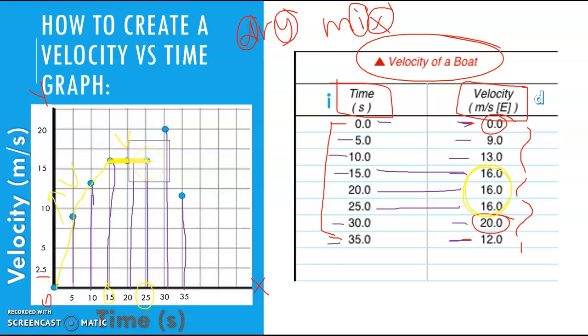Again, we go up from 16 meters per second to 20. So we have another increase in the velocity. And then our boat slows down. So we're going to have a decrease in velocity here. The only constant velocity that we have is right here from 15 seconds to 25 seconds.